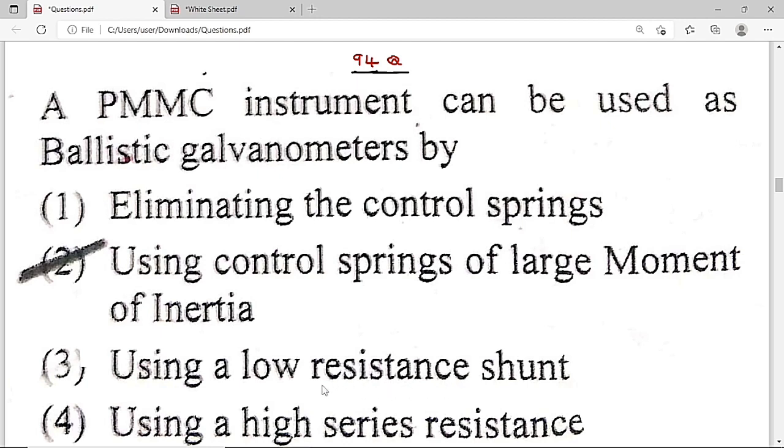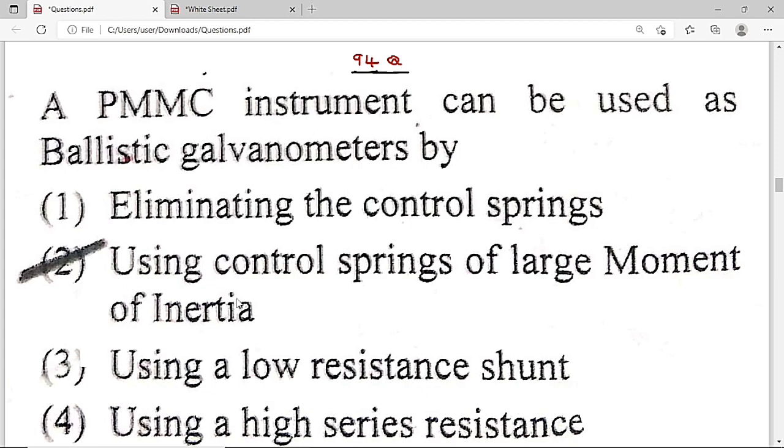By using option D, with a high series resistance we can extend the range of the PMMC as a voltmeter, whereas by using a low resistance shunt, we can extend the range of the PMMC as an ammeter. By eliminating the control springs, we can make the PMMC instrument act like a flux meter.